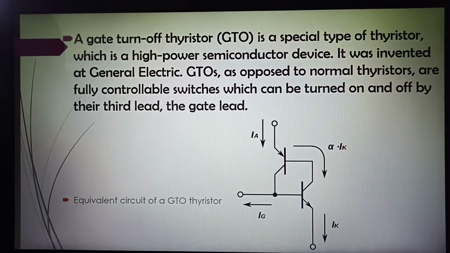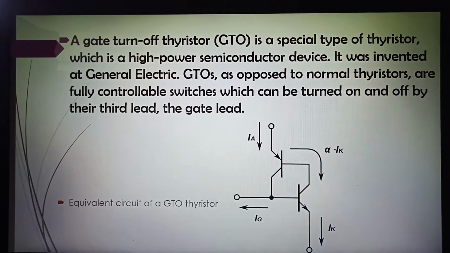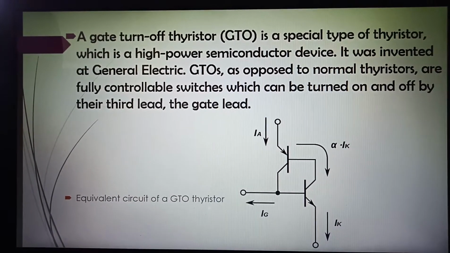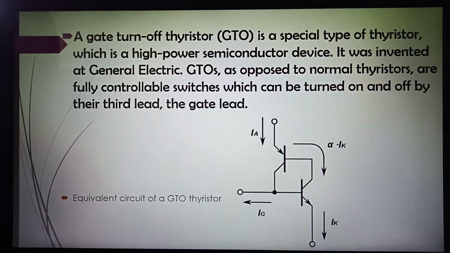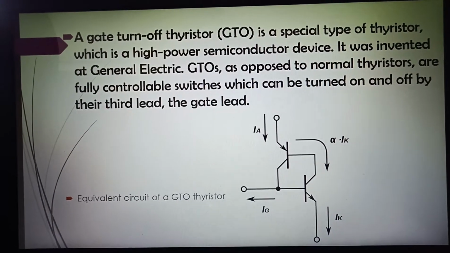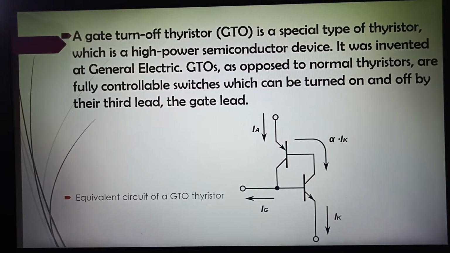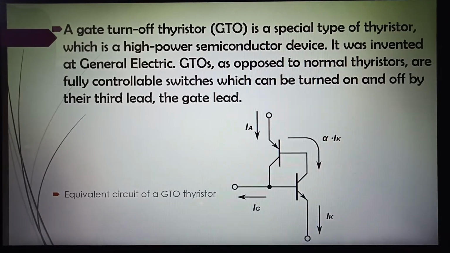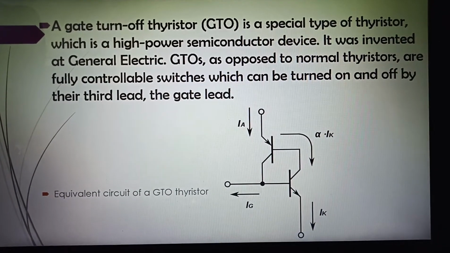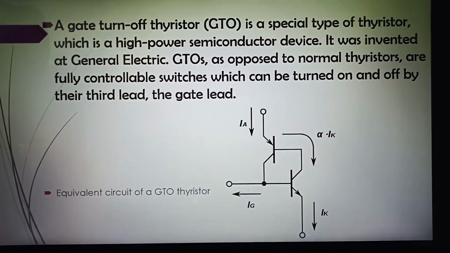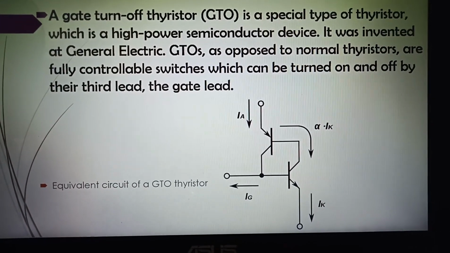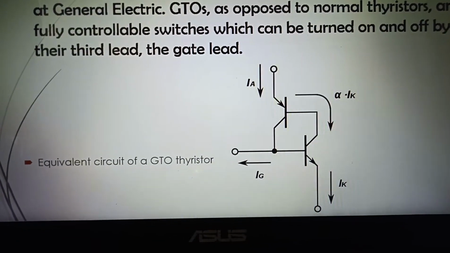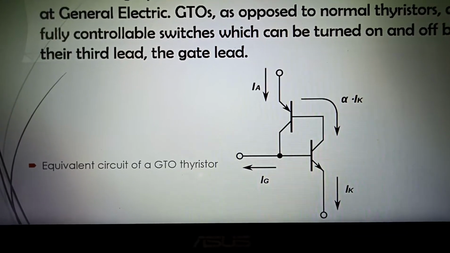A gate turn-off transistor, GTO, is a special type of transistor which is a high-power semiconductor device. It was invented at General Electric. GTOs, as opposed to normal transistors, are fully controllable switches which can be turned on and off by the gate lead, and this is the equivalent circuit of a GTO transistor.